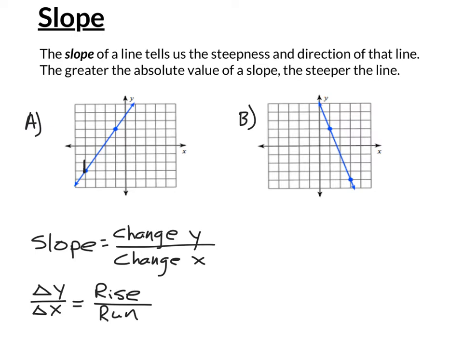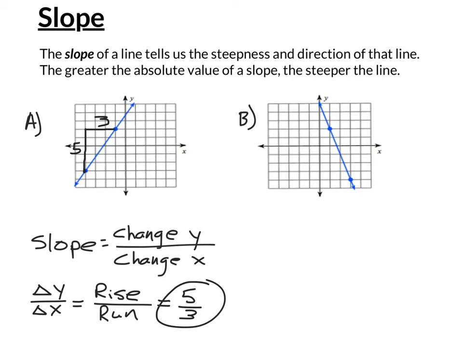I have to go up 1, 2, 3, 4, 5. So I went up 5, so that's my rise. And my run is 1, 2, 3. I go to the right 3 spaces. So my slope is 5 over 3. That's the slope of example A.